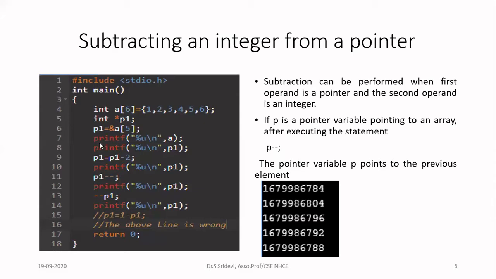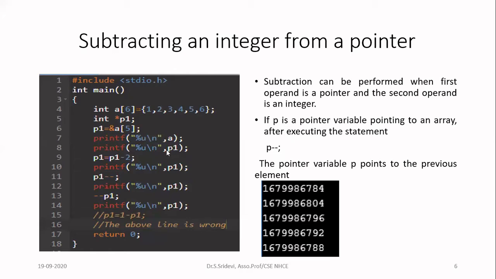Then I am now printing the address A. A will always store the starting address of the array. So when you execute statement number 7, it will print the address of element 1. But if you execute statement number 8, it will print the address of P1. P1 is pointing to A of 5, which is 6. So it will print the address of 6.